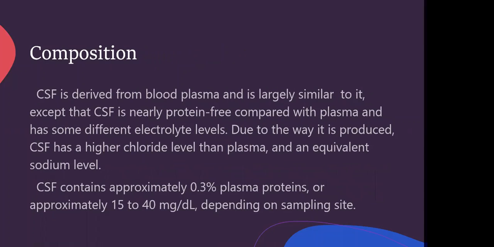Composition. CSF is derived from blood plasma and is largely similar to it, except that CSF is nearly protein-free compared with plasma and has some different electrolyte levels. Due to the way it is produced, CSF has a higher chloride level than plasma and an equivalent sodium level. CSF contains approximately 0.3 percent of plasma proteins, or approximately 15 to 40 milligrams per dL depending on sampling site.